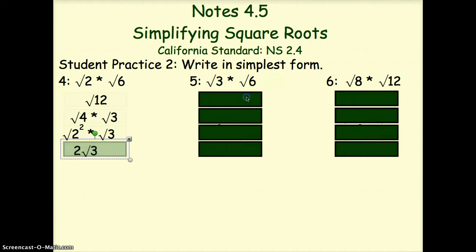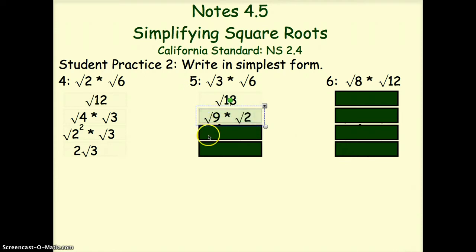Okay, 3 times 6 means 18. And to break it down, I can break it down between 9 times 2, 9 being the perfect square, which would be the same thing as saying 3 squared. So remember, 9 is the same as 3 squared. They mean exactly the same thing. But the reason why I want to break it down this way is now I can cancel out the radical and the square and end up with 3 radical 2.